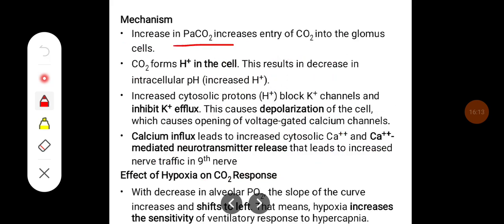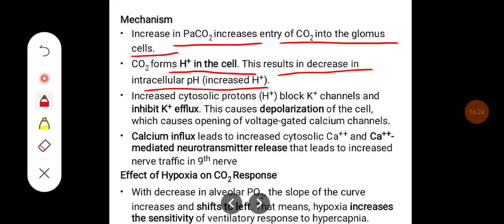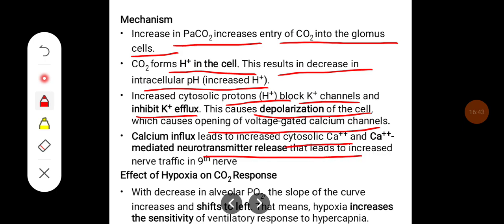The increase in the PaCO2 increases the entry of carbon dioxide in the glomus cells. Carbon dioxide forms H+ in the cell, which results in the decrease in the intracellular pH. Increased cytosolic protons block potassium channels and inhibit potassium efflux. This causes depolarization of the cell, which causes opening of the voltage-gated calcium channels. Calcium influx leads to increased cytosolic calcium and calcium-mediated neurotransmitter release and leads to increased traffic in the ninth nerve.